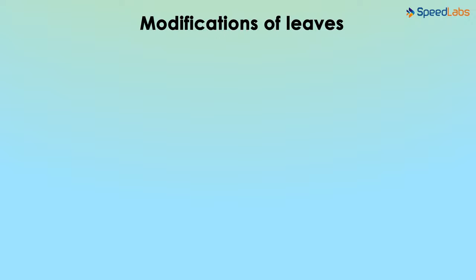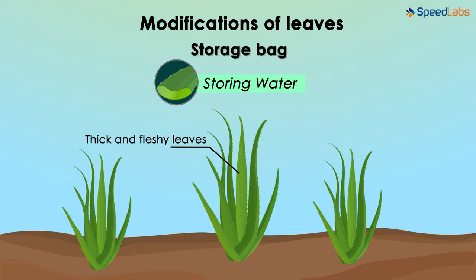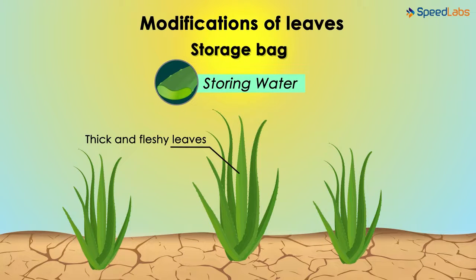Finally, we have the modification that makes the leaves a storage bag. Yes, it's true. Some plants have leaves that are thick and fleshy. These perform the function of storage of water. Which plants do you think show this type of modification? Plants belonging to arid regions with limited water supply usually have this modification.